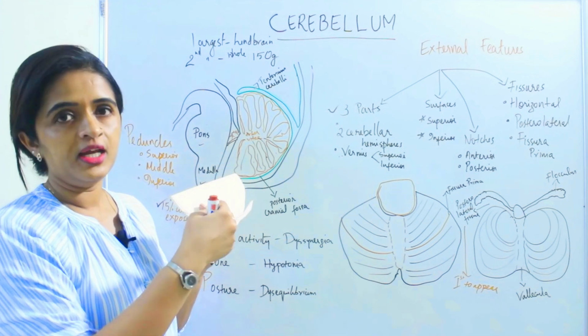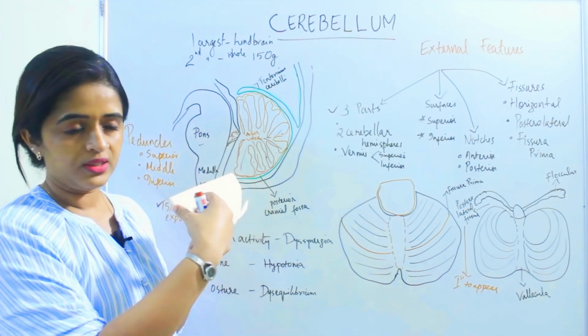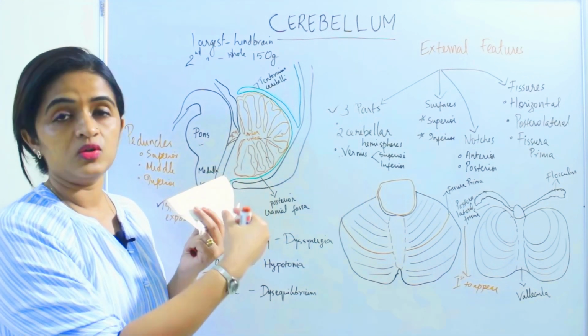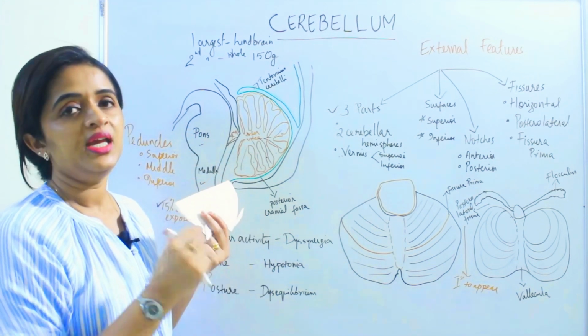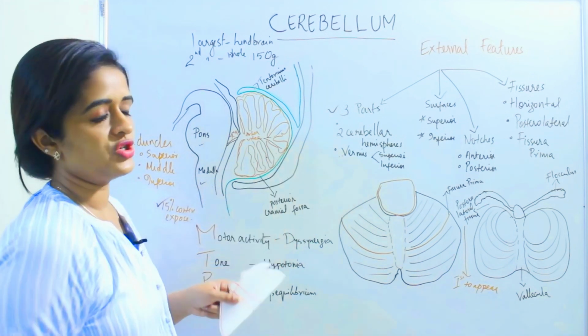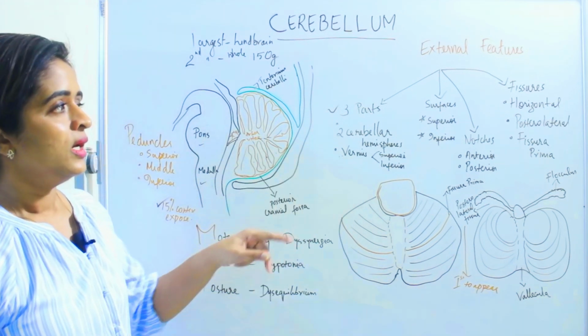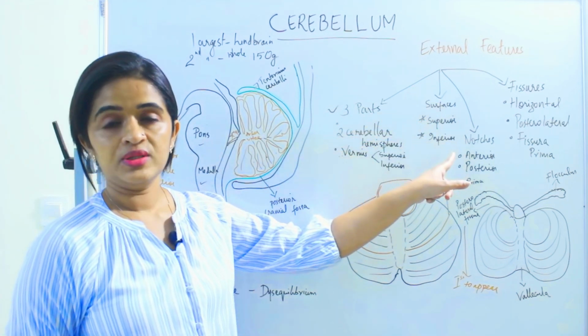But inferiorly, you can see the two cerebellar hemispheres, and in between them a gutter, on the floor of which you will find the inferior vermis. That important portion also you have to remember. Now we will move on to the surfaces of the cerebellum.